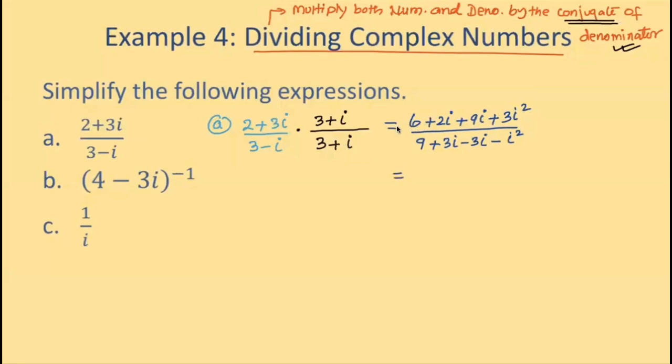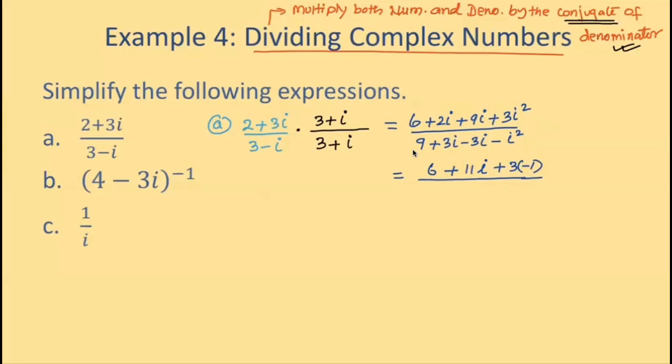Okay, now let's keep going here. We have a 6. Let me simplify the numerator. We have a 6, then plus, you can see we have a 2i plus 9i. 2 plus 9 is 11. So 11i plus 3 times i squared, which is negative 1. So in place of i squared, you can write negative 1.